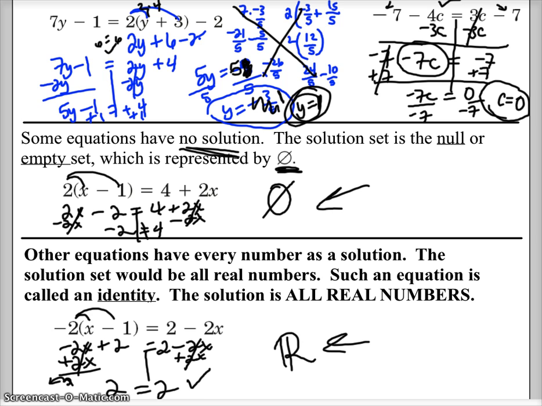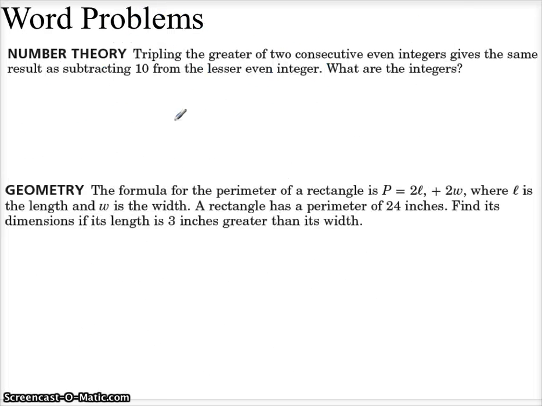Okay, let's look at a couple word problems and then we'll be done. Number 3: tripling the greater of two consecutive even integers gives the same result as subtracting 10 from the lesser even integer. What are the integers? So, two consecutive even integers. We talked about that in the last video. When they're consecutive even, it's like saying x and x plus 2. Tripling the greater, so 3 times the greater of the 2, gives the same result as subtracting 10 from the lesser. Well, the lesser one would be the x, so subtracting 10 from that. Then it's just an equation to solve.